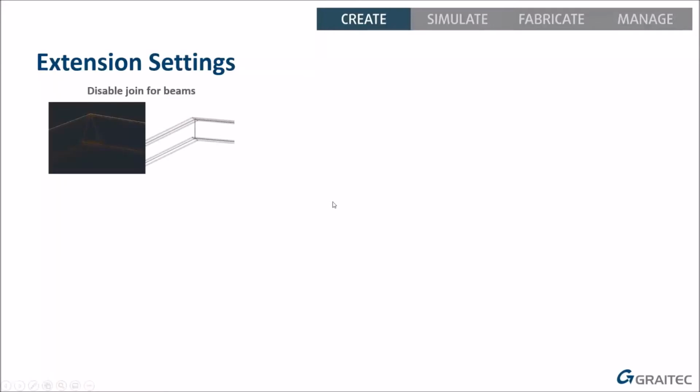So what do some of these mean? Disable joins for beams. In Advanced Steel, we can model two rafters like this, and they won't automatically join because Advanced Steel doesn't automatically join sections. But Revit automatically joins them. So you can disable that so they come through as they would in Advanced Steel.